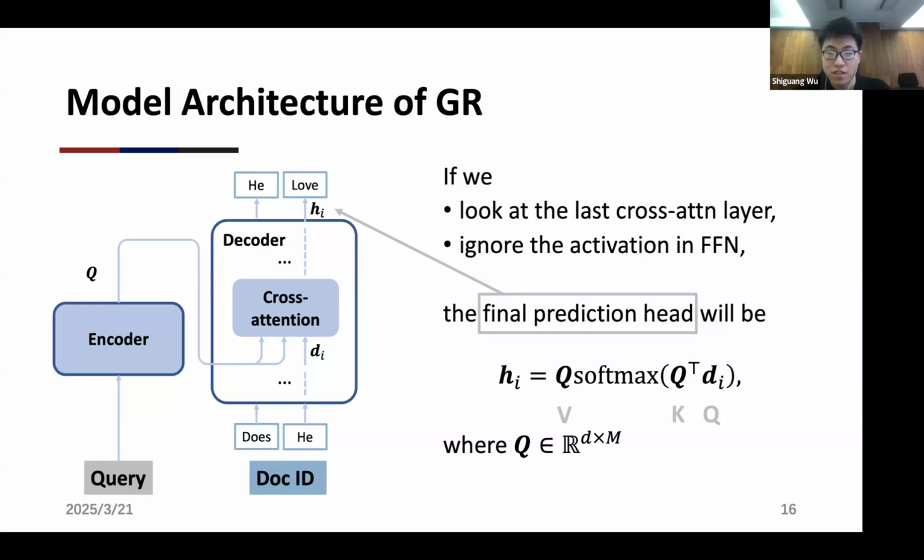So this is the cross attention mechanism, where we have Q, K, and V for the attention. The V and K here, the value and key, are from the encoder, which is the query. And for Q, the query, there is a confusion of notation here: the query for the attention is the document. So here is how we compute the prediction head for position i.